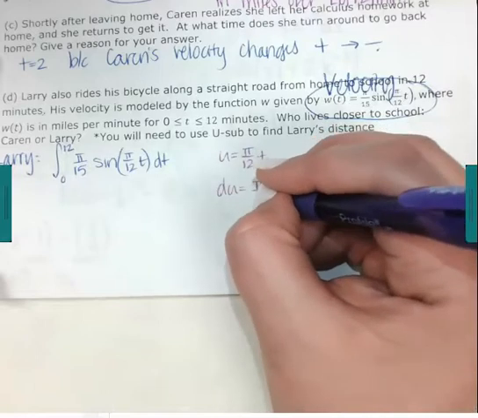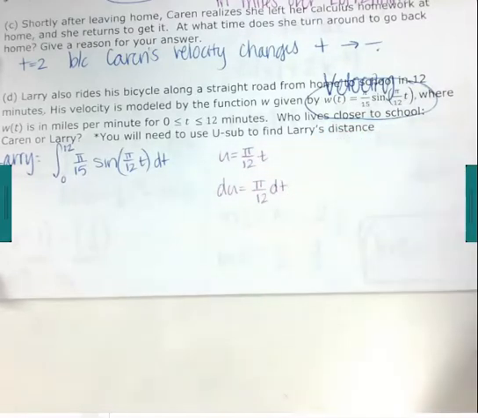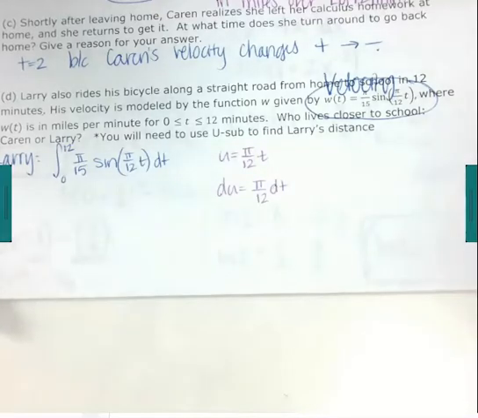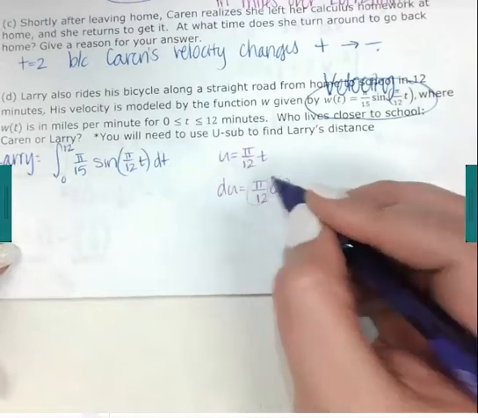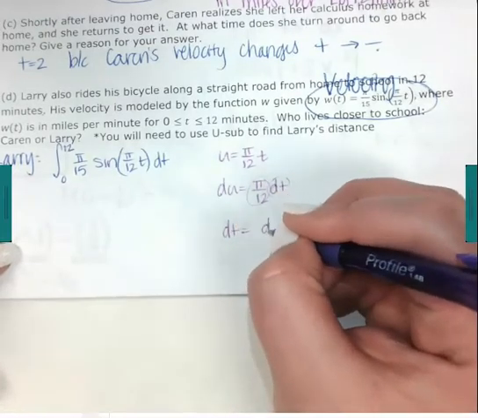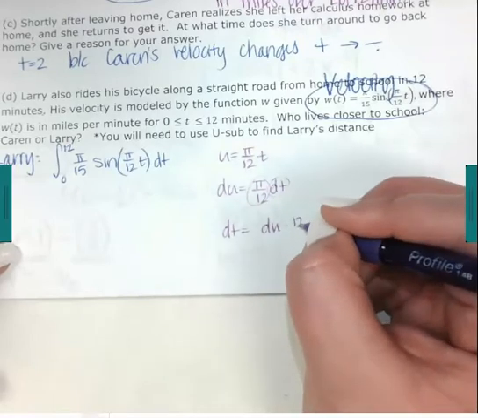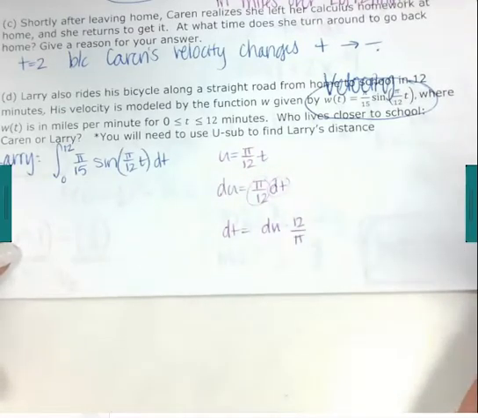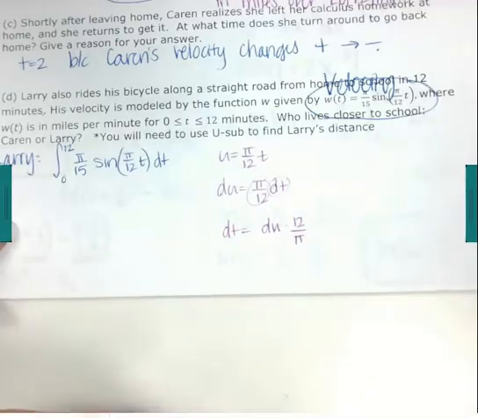So it'd be pi over 12 dt, right? Because I take the derivative of any number with an x, it's just a number. Okay, and then to solve for dt, I have to flip this and multiply on the other side. So dt is du multiplied by 12 over pi. And you could put it in the other order. It doesn't matter. I kind of wrote that in a weird order, but it's the same.